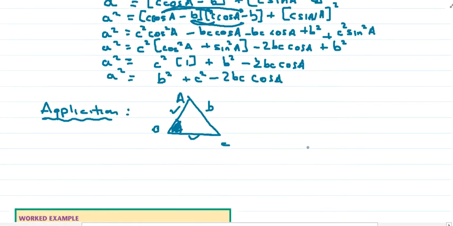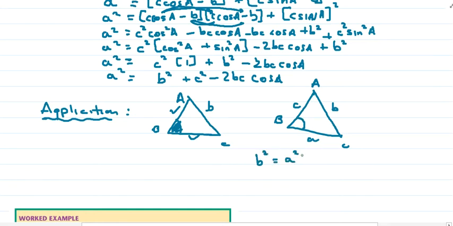Now let's look at another application of the cosine rule. If we're given triangle ABC, with sides a, b and c, and we're given three sides of the triangle, we can also use the cosine rule. So for example, in this triangle, for angle B, we have b squared is equal to a squared plus c squared minus 2ac cos of angle B.